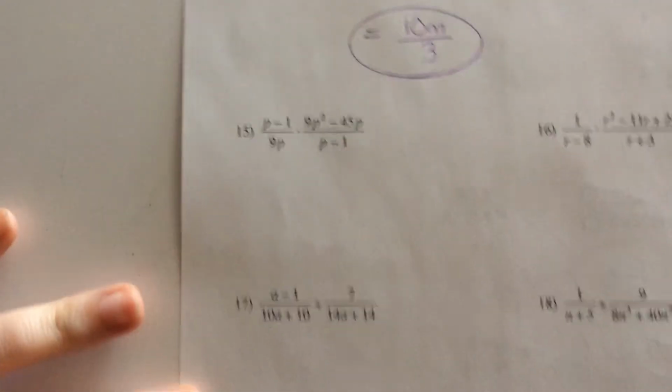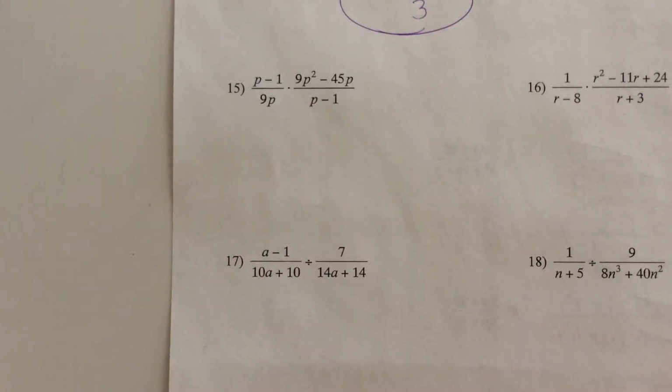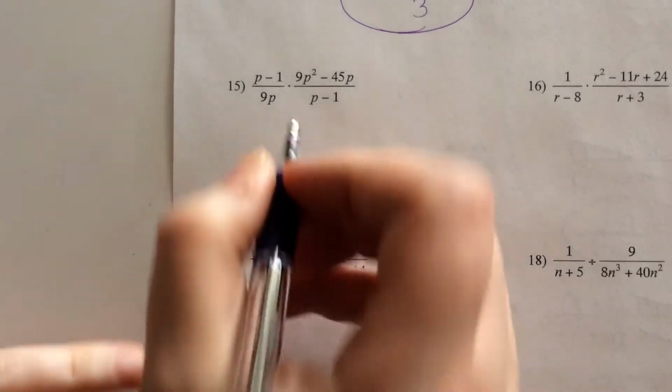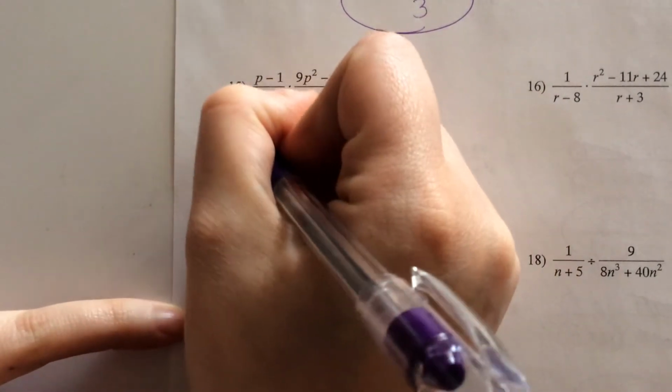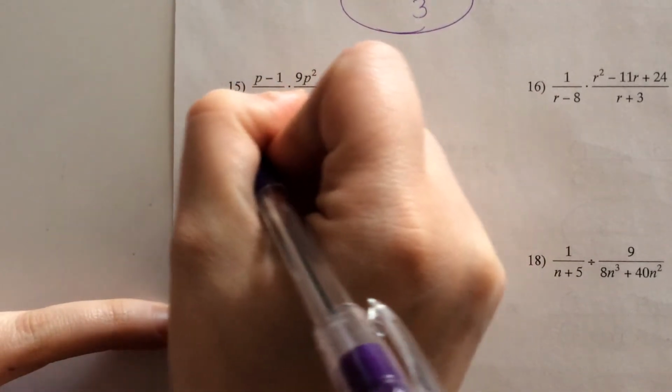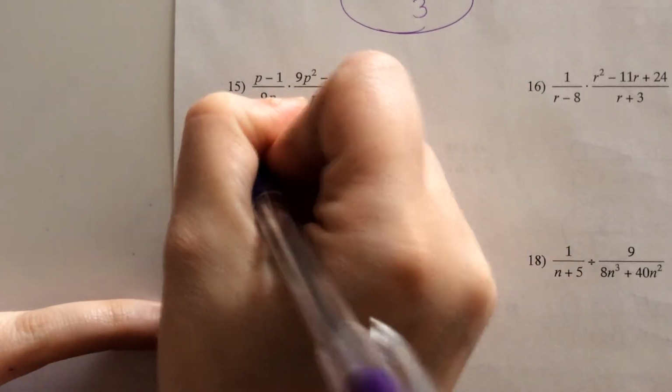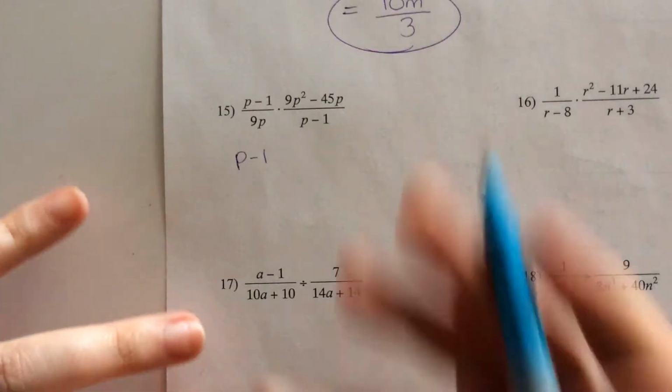Okay. Number 15. Maybe I'll get this video done in under 10 minutes. That would be a record. We have p minus 1. Well, hold on. I'm sorry. I jumped ahead of myself.